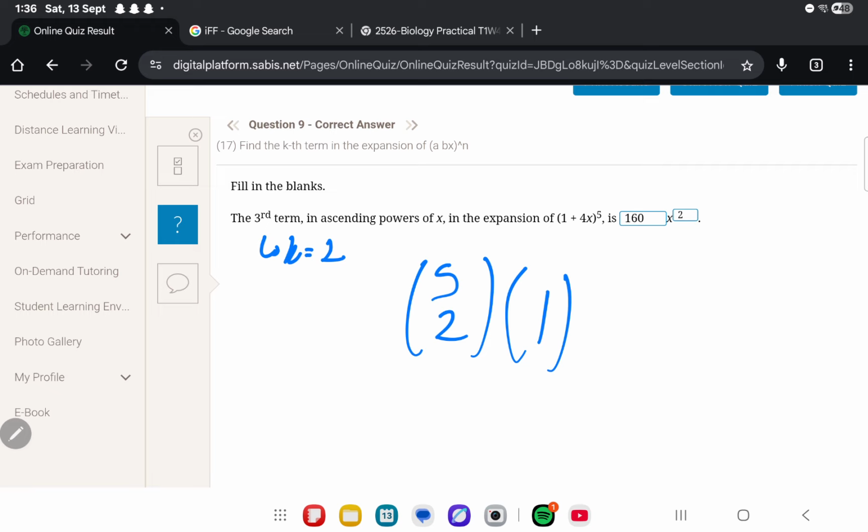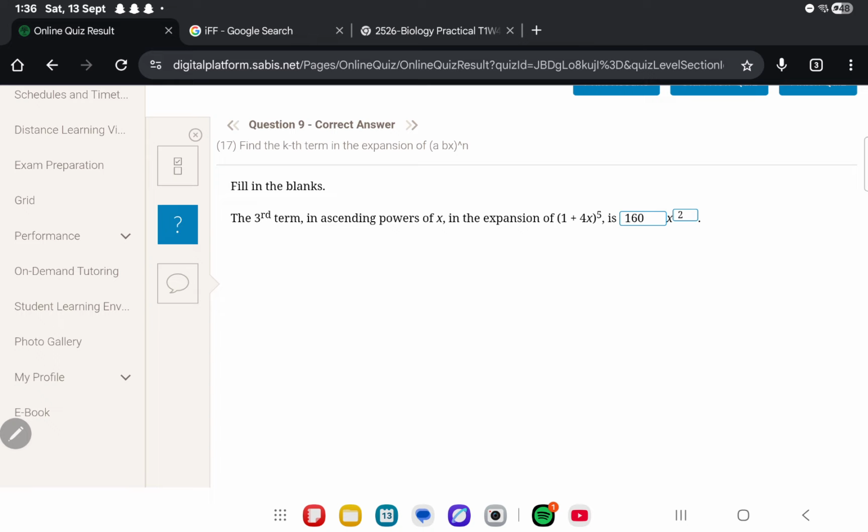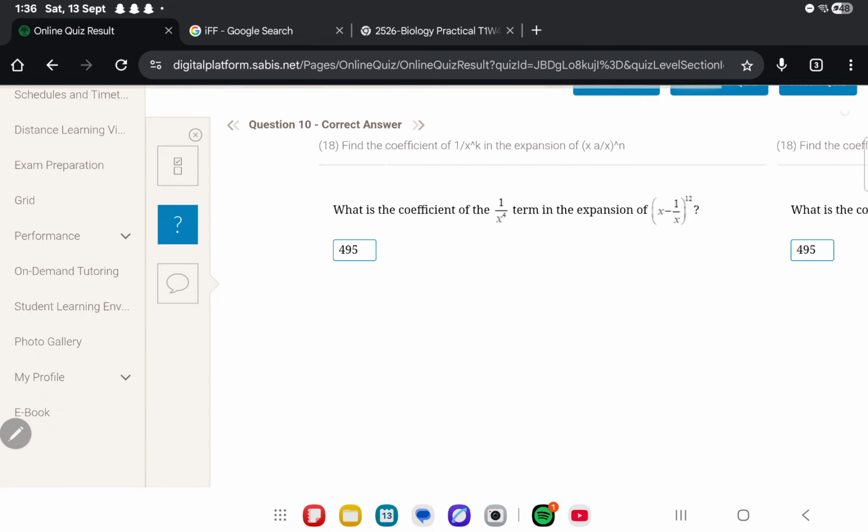5c2, 1 into 5 minus 2 is 3, 4x to the power of 2. This gives me 5c2 times 1 times 16, 160 x squared. That's my answer. I'm skimming through these because you know how to do them.